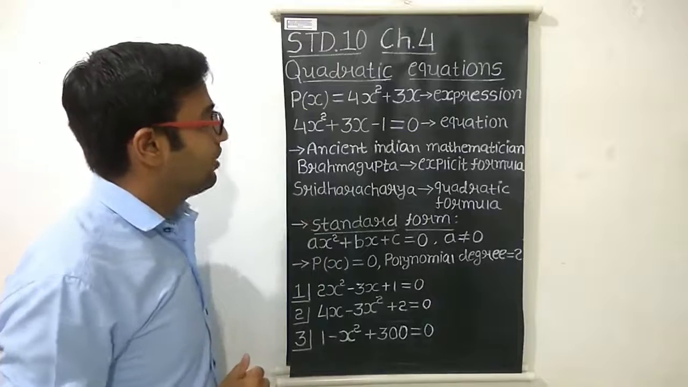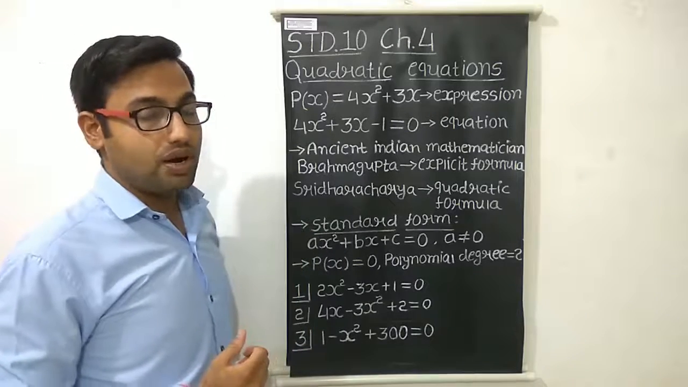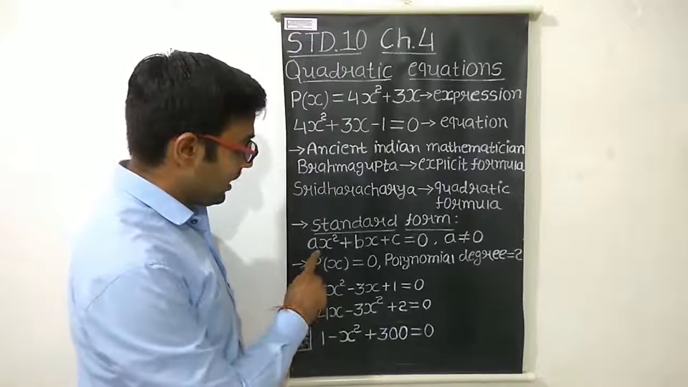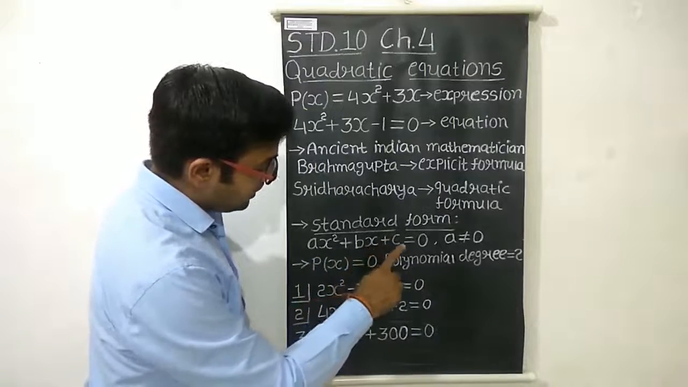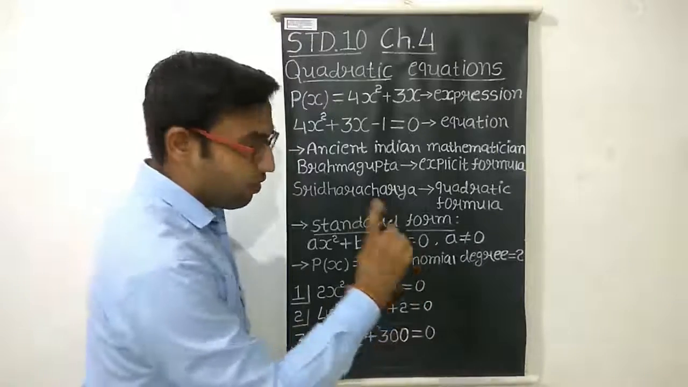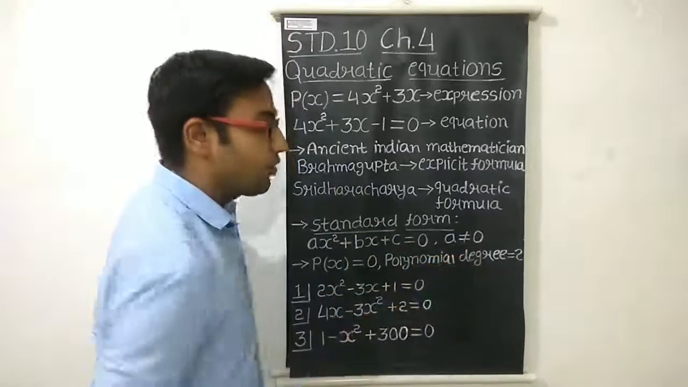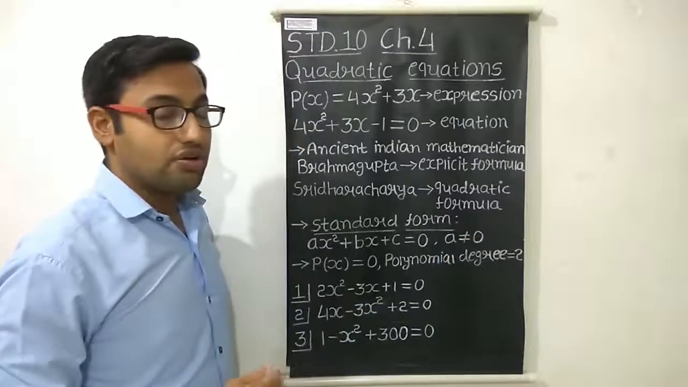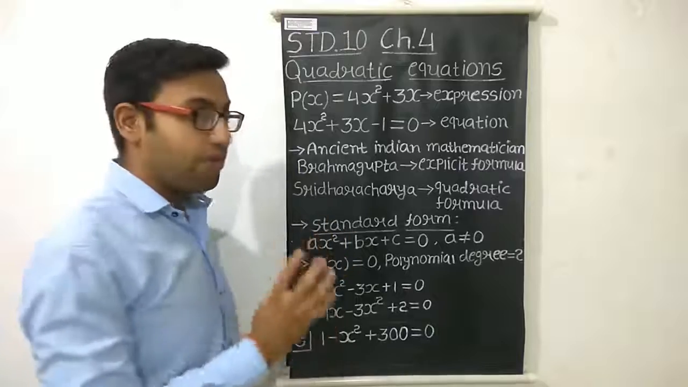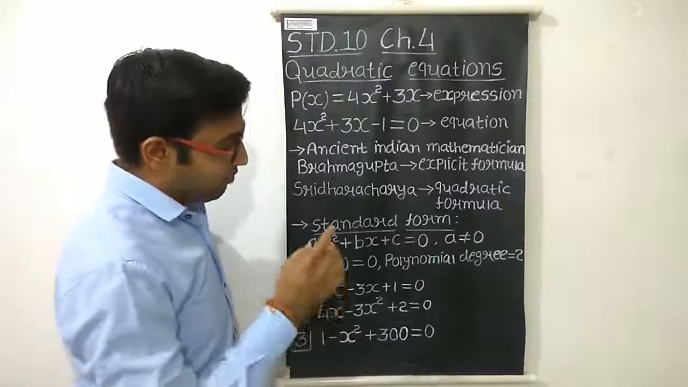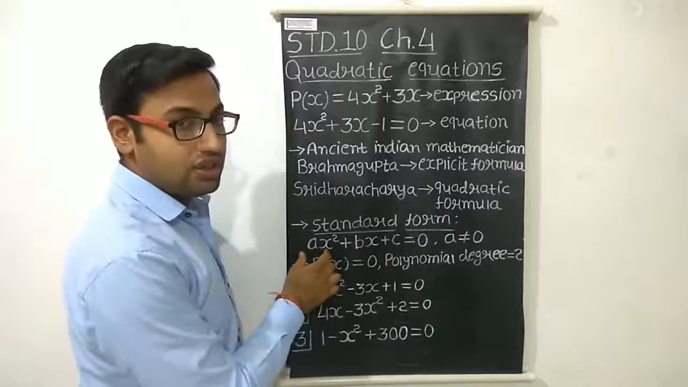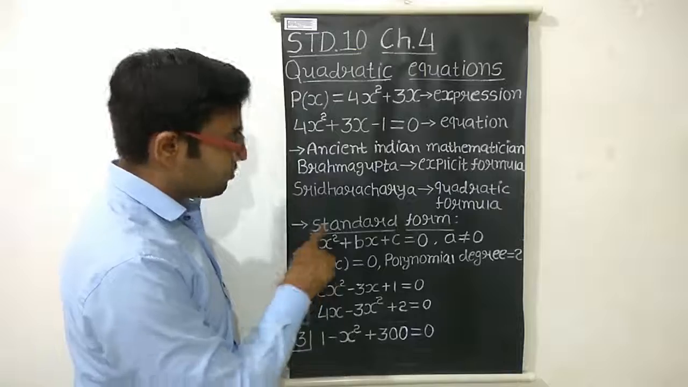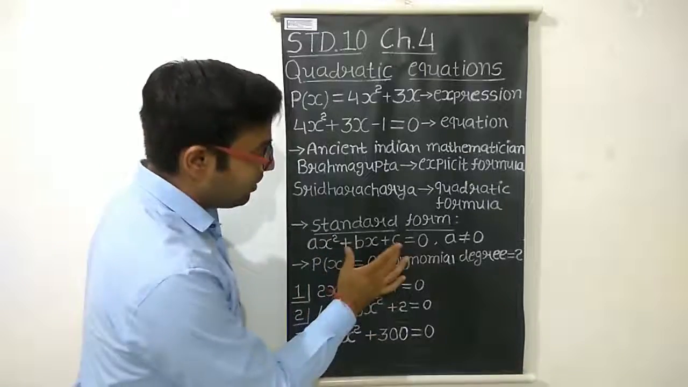Okay, so what is the standard form of the quadratic equation? The standard form is ax square plus bx plus c is equal to 0, where one of the conditions is that a is not equal to 0. This condition is very important whenever we study the standard form of anything. Why? Because if a is equal to 0, the x square term becomes 0, and what will remain here is bx plus c.